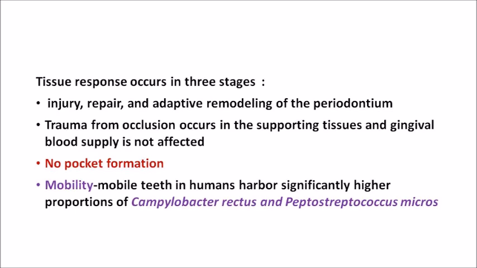1 is injury, 2 is repair, and 3 is adaptive remodeling of the periodontium. So first, an injury happens to the periodontium, then the second stage is repairing it, and the third stage is remodeling of the periodontium. Trauma from occlusion occurs in supporting tissues, and gingival blood flow is not affected.